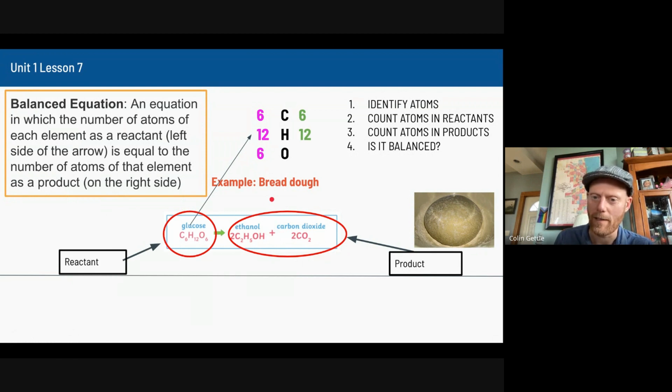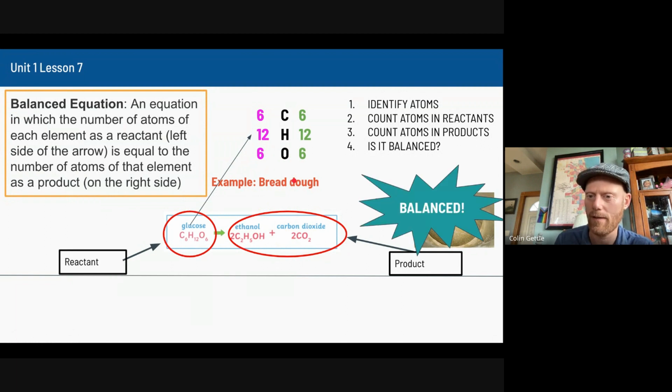All right, and then finally, we're going to count the oxygens, or the O's. So I see there's 1 O here, but multiply that 1 by 2, so there are 2 oxygens. I can see there's more oxygens over here, so 2 oxygens multiplied by 2, so 4. 2 plus 4 equals 6. Is it balanced? Do those numbers equal each other? Yes, it is balanced.